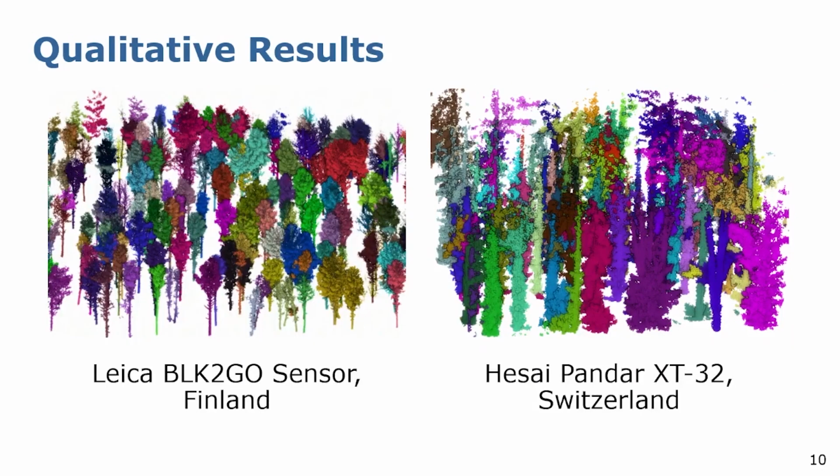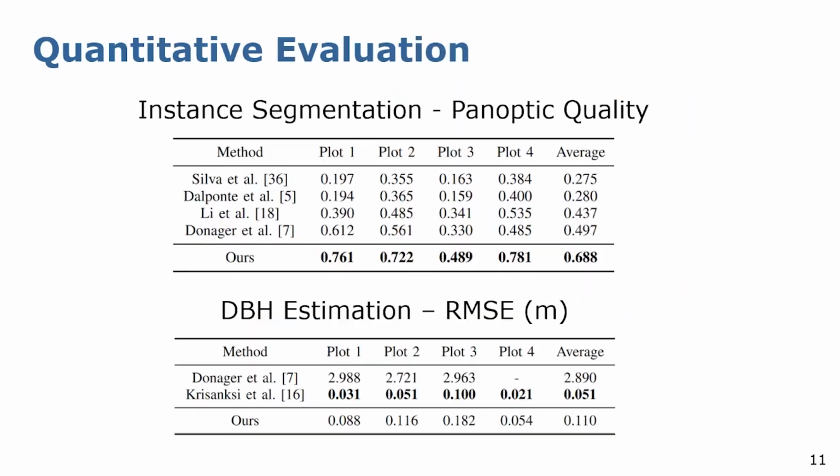And first, we show qualitative results of our instance segmentation approach on data collected with a Leica BLK2GO sensor in a forest in Finland. And on the right, we show the results of our segmentation approach on data collected with the HESAI sensor in a forest in Switzerland. And we see that our approach is robust both to different sensor types and also to different forest structures, with it being the case that in Finland, the trees are usually more sparsely distributed than they are in Switzerland, where they are a bit more densely packed together. And our approach performs well on both different sensor types and also different forest structures.